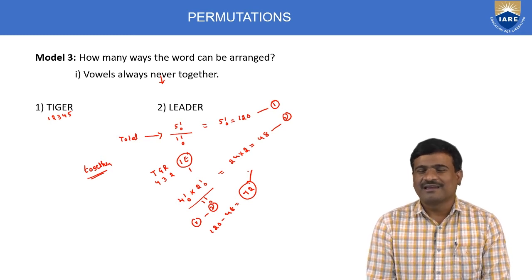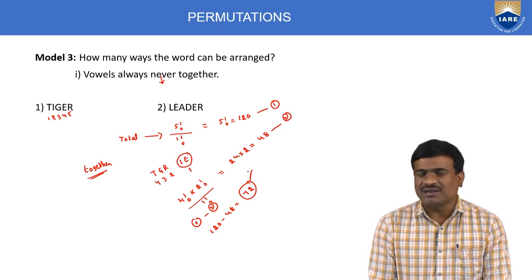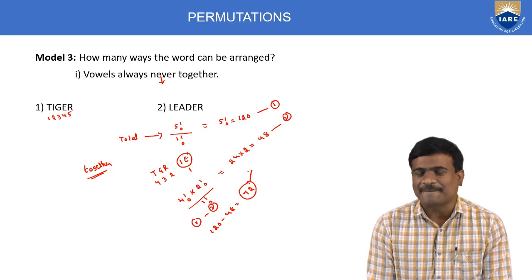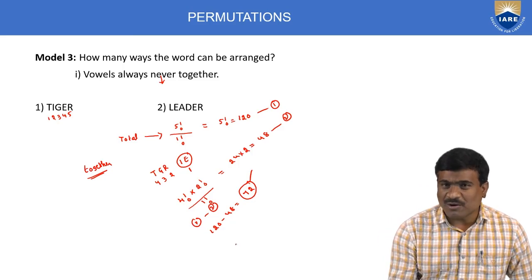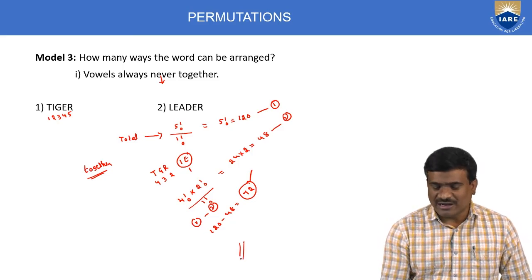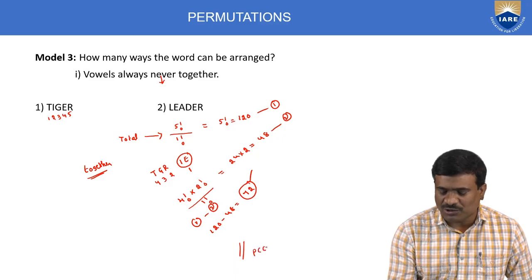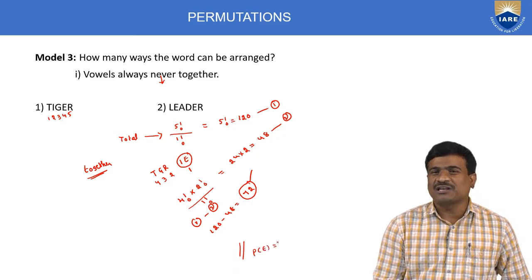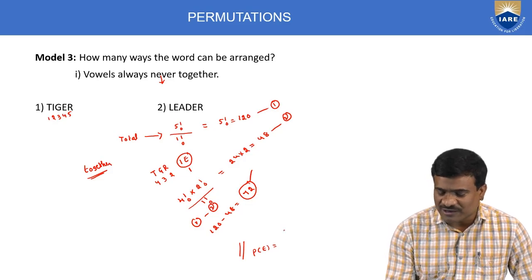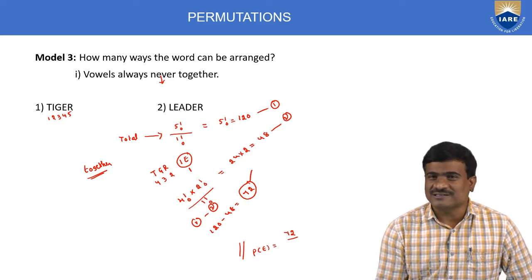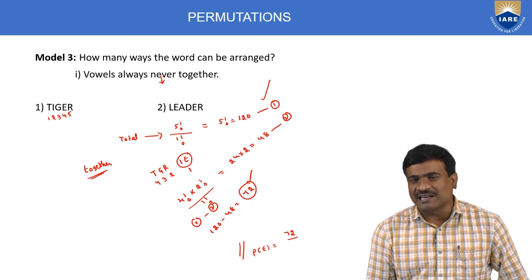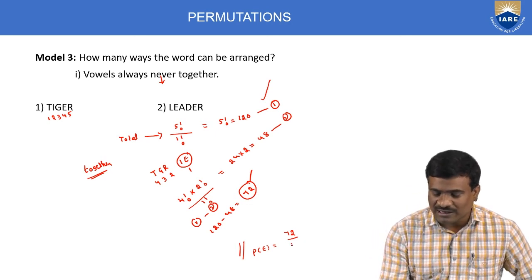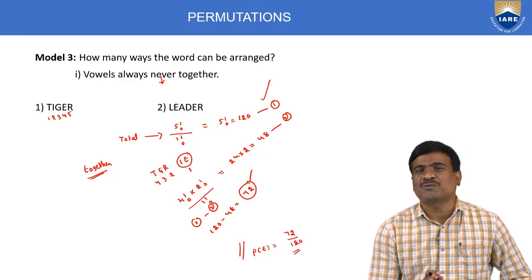Next, same method, same example: calculate the probability. Probability is equal to n(E) by n(S). n(E) is the above solution, n(E) is 72. n(S) indicates the total number of arrangements, that is equation number 1, 120. So 72 by 120 is called probability.